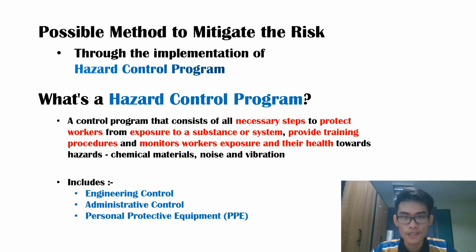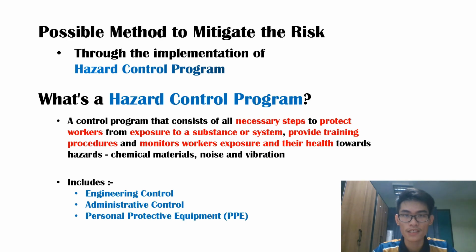I'm from Group A3. I'm here to present about steps to mitigate the risk. One of the possible methods of mitigating the risk in the VCM production plant is through a hazard control program. A hazard control program consists of all necessary steps to protect workers from exposure to a substance or system, the training procedures and monitoring workers' exposure and their health towards hazards such as chemicals, materials, noise, and vibration.